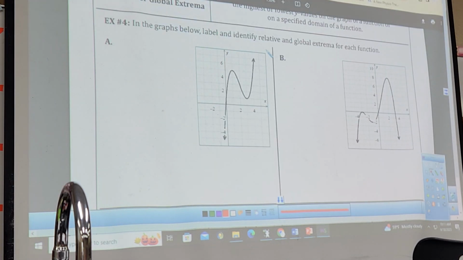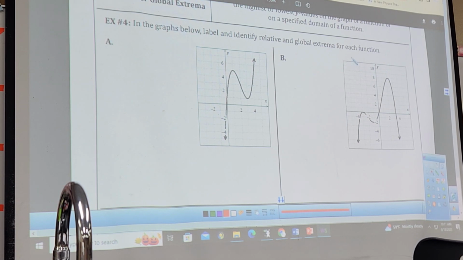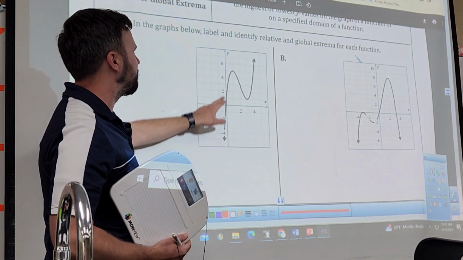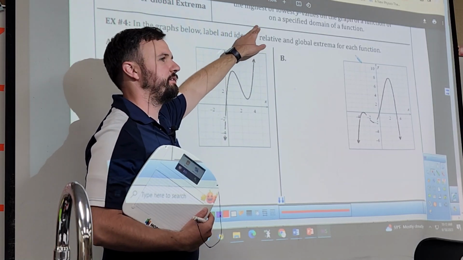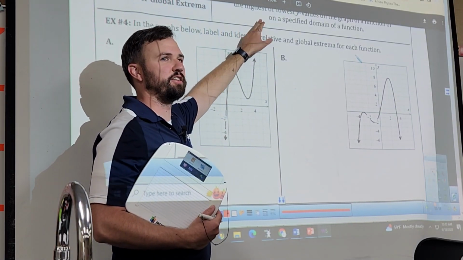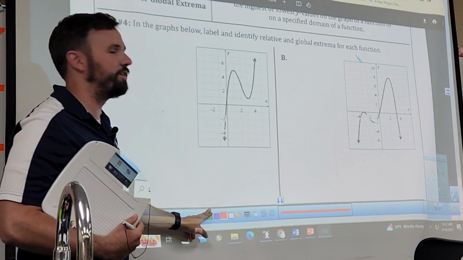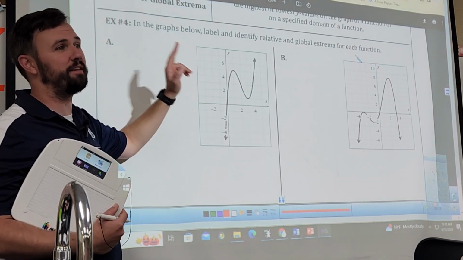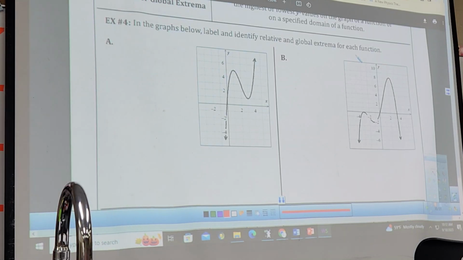Label and identify relative and global extreme. Will this one have an absolute or global max or min? No, because it goes to infinity and it goes to negative infinity. So there's not one value I can say this is the smallest it'll be and this is the biggest. So it won't have any absolutes, like me.